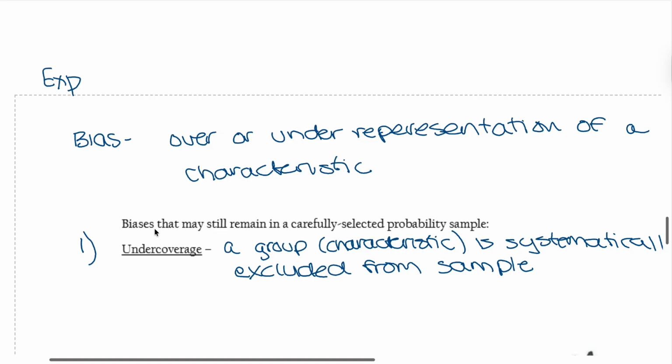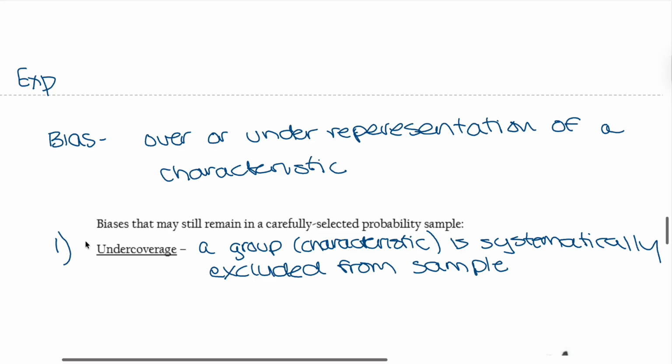So, biases that may still remain in a carefully selected probability sample. Even though we want to do our best to reduce bias as much as possible, we cannot completely get rid of bias. It will always happen, in most cases. So first is undercoverage.